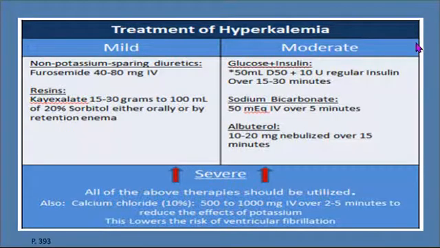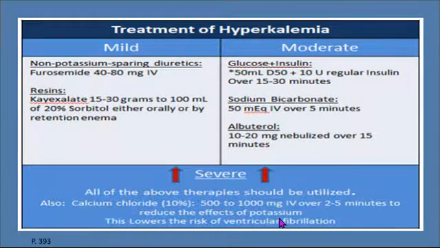That's Kayexalate. Also, for more significant, giving glucose and insulin together, your regular insulin, over 15 to 30 minutes will pull that potassium out. Remember, your potassium and glucose follow each other. Sodium bicarb can be given, not as often as it used to be. Sometimes albuterol for hyperkalemia, but it's this glucose and Kayexalate are the most common. Severe, all of the above therapies should be utilized. Also calcium chloride. That's another I've seen used.